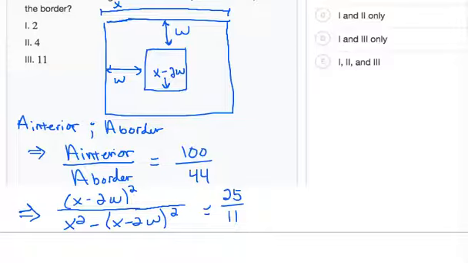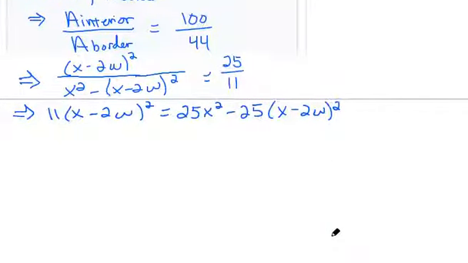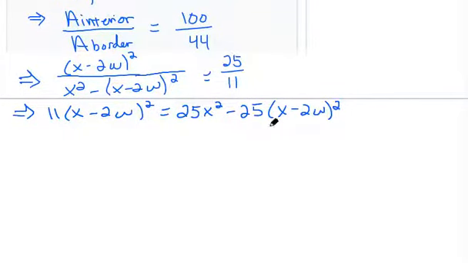We can simplify this a little bit more if we cross multiply and distribute the 25. So this would leave us with 11 times X minus 2W squared equals 25X squared minus 25 times X minus 2W squared. If we notice on the left and right hand sides, we have similar like terms. So we can move this term to the other side and combine our like terms here. We end up with 36 times X minus 2W squared equals 25X squared.